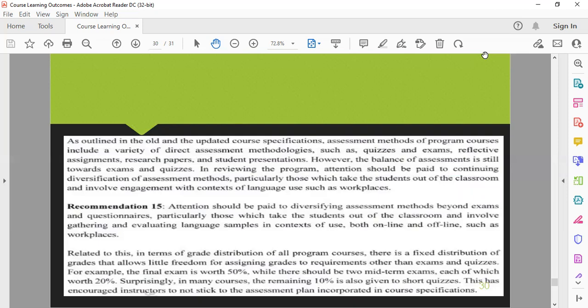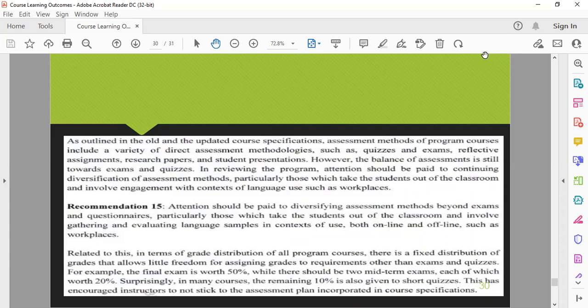For the last point, this is an excerpt from the reviewers of our program, and I think here we have a serious problem, which we have in almost most of the courses. We have to read this part carefully. It says, as outlined in the old and the updated course specifications, assessment methods of program courses include a variety of direct assessment methodologies, such as quizzes.